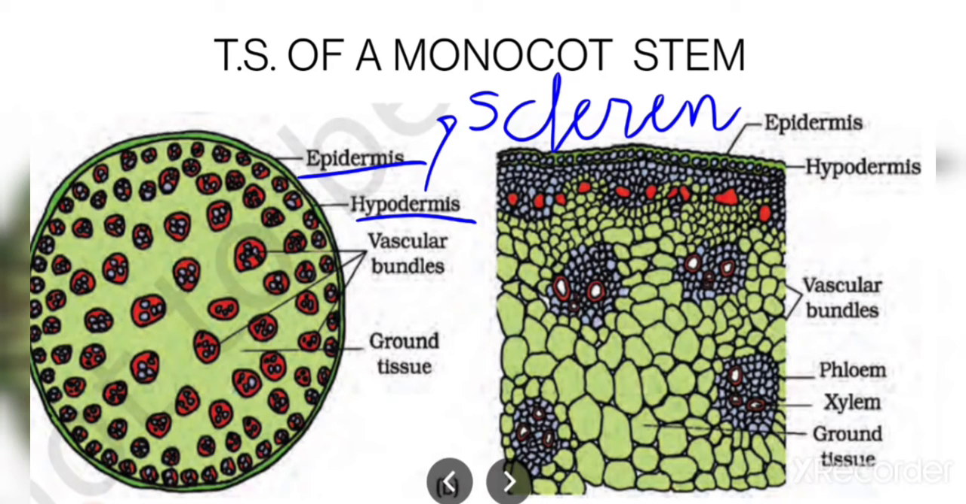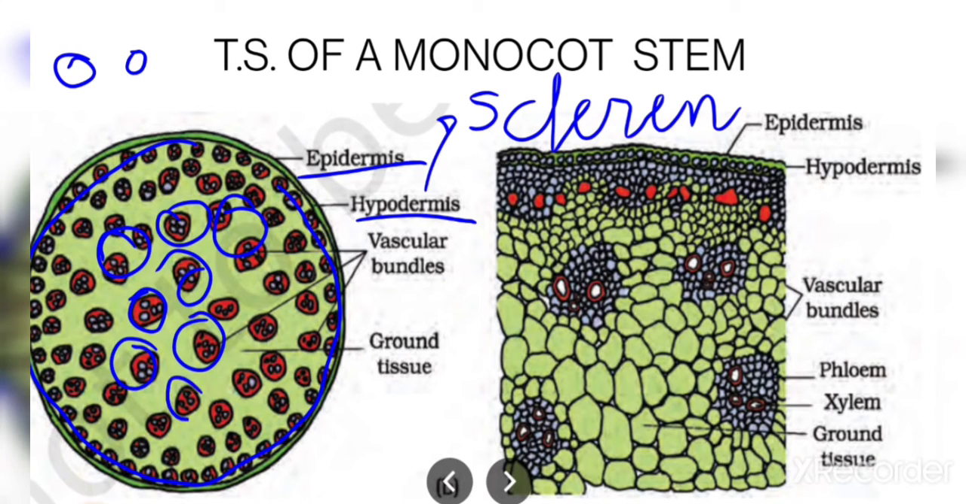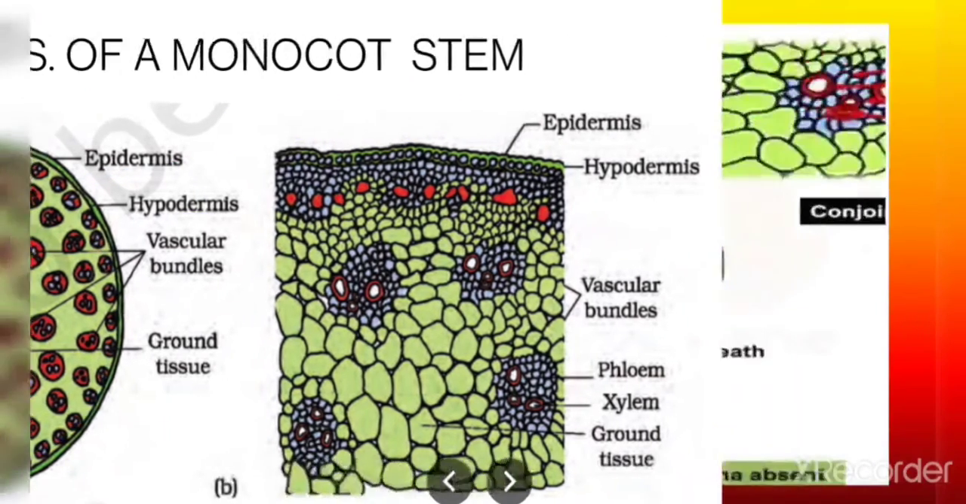Vascular bundles, although they are scattered, show some special type of effect. On the outer periphery, we can see small vascular bundles, whereas larger ones are present more towards the center. So this is how you are going to explain the tissue of a monocot stem. That's it. Coming to the next slide.